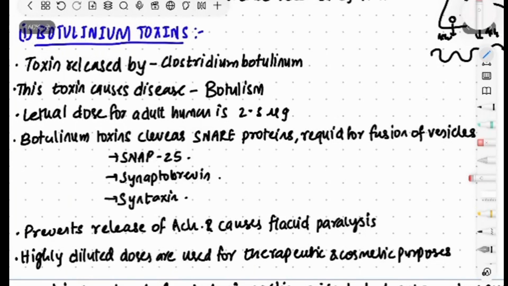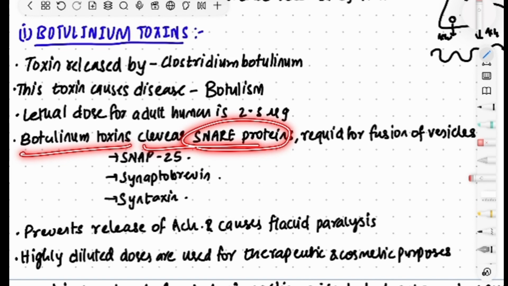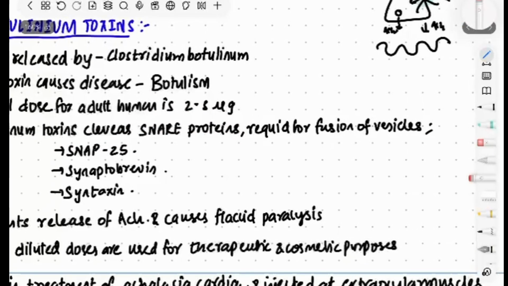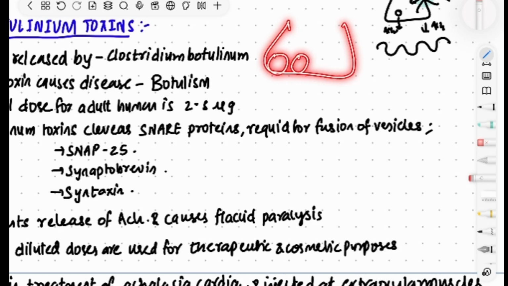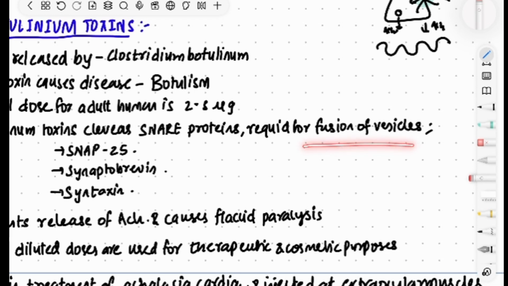Now, what exactly does this botulinum toxin do? This botulinum toxin cleaves the SNARE proteins which are required for the fusion of vesicles. These SNARE proteins help in the fusion of vesicles to the presynaptic membrane. So the vesicles fuse to the presynaptic membrane and release acetylcholine, right? So this botulinum toxin cleaves the SNARE proteins. If there are no SNARE proteins, there will be no fusion of vesicles, so there will be impaired release of acetylcholine.